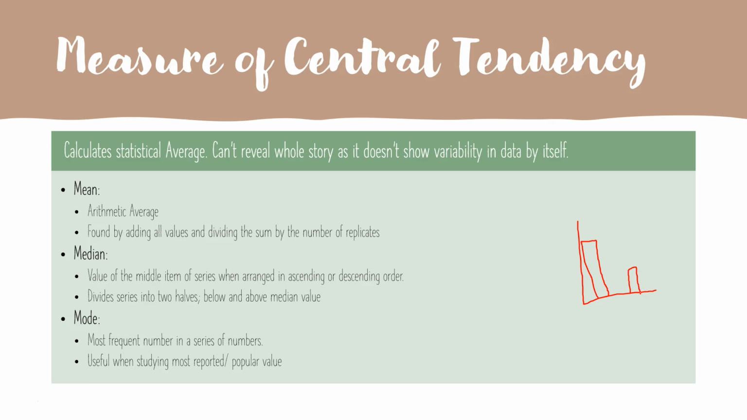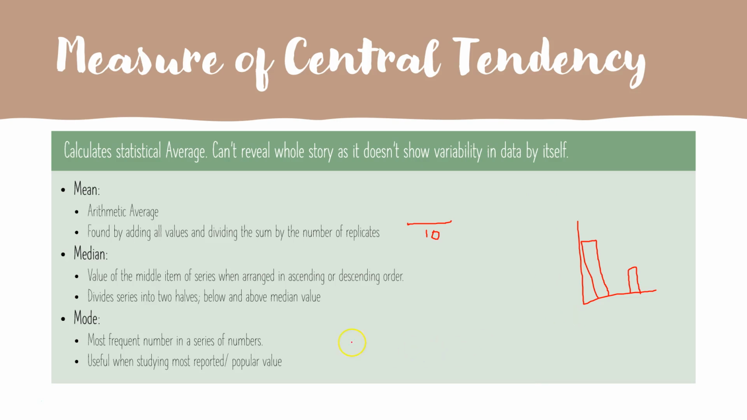The mean height would be the arithmetic average of all the values in each one of my groups. So you find that by adding all the values and then dividing by the number of replicates. So if I have 10 people in each group, then I add up all those 10 numbers, sum of those, and divide them by 10, right? And I'll get my average.